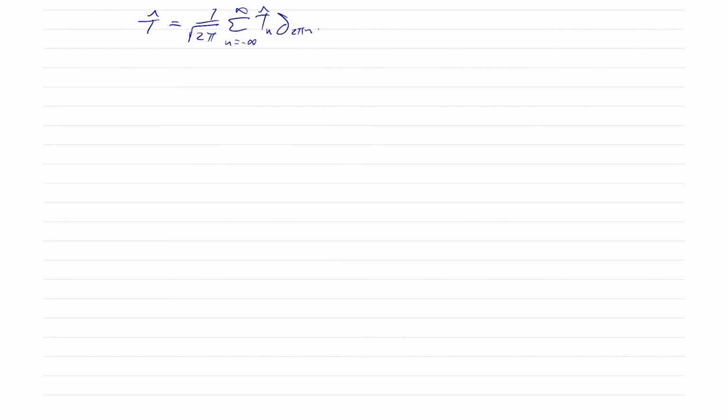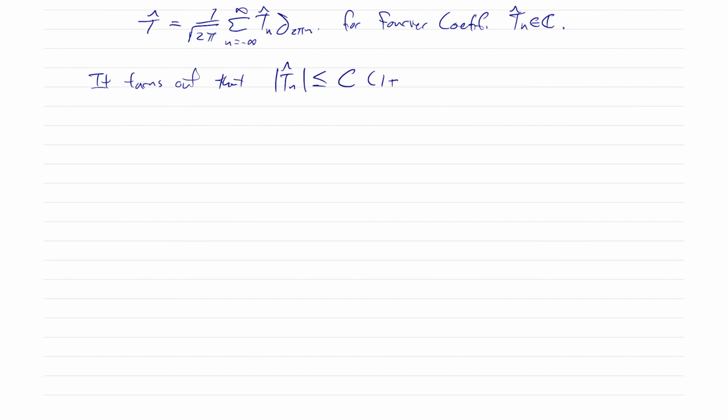And for Fourier coefficients, Tn hat, they're complex. And so more than that, it turns out, and this is just again following the applied analysis book discussion, that these have polynomial growth, which means that there is some C for which (1 plus n squared) to the d over 2 bounds these coefficients, and hence it is in S star.